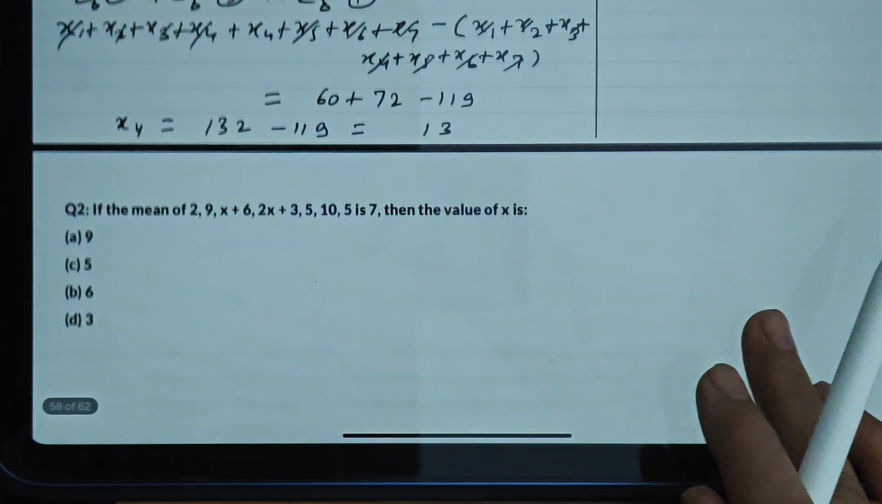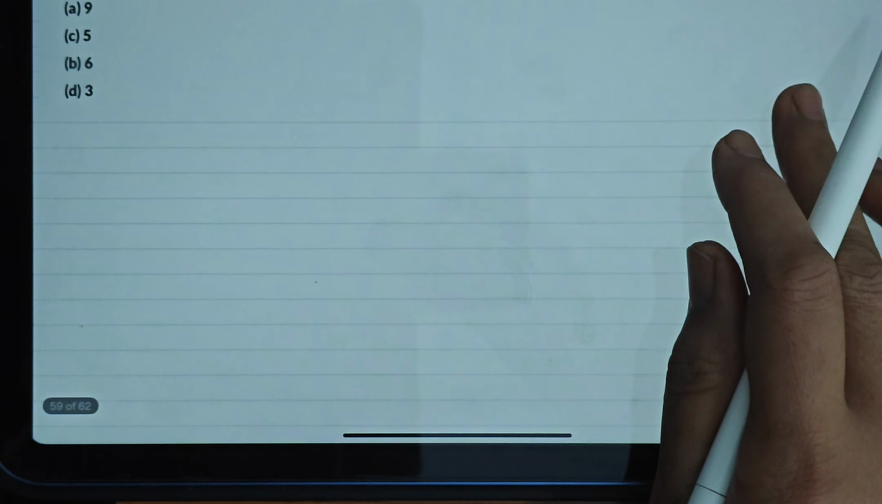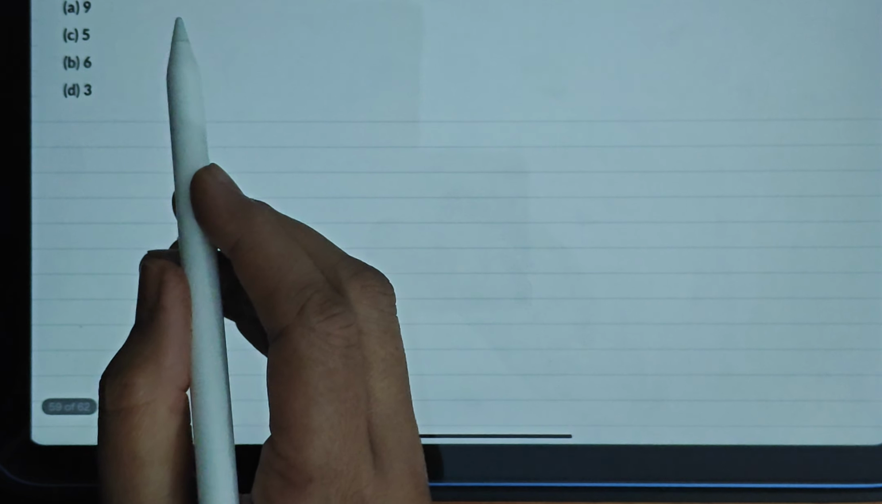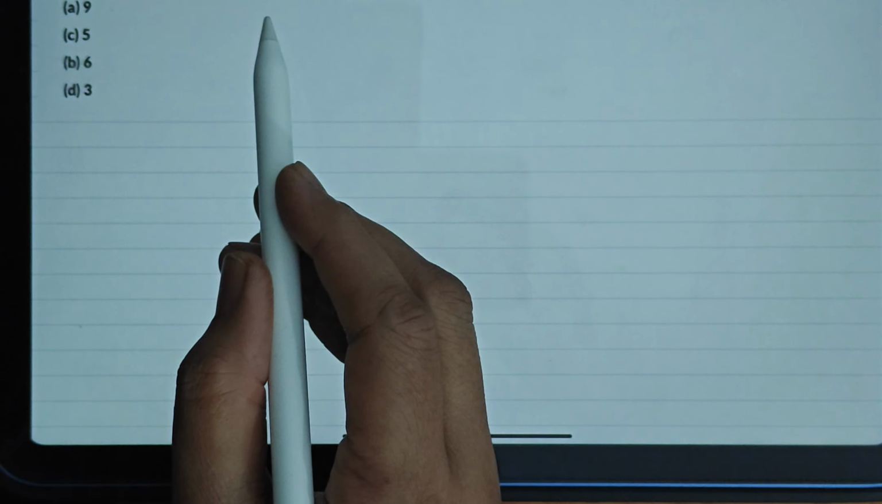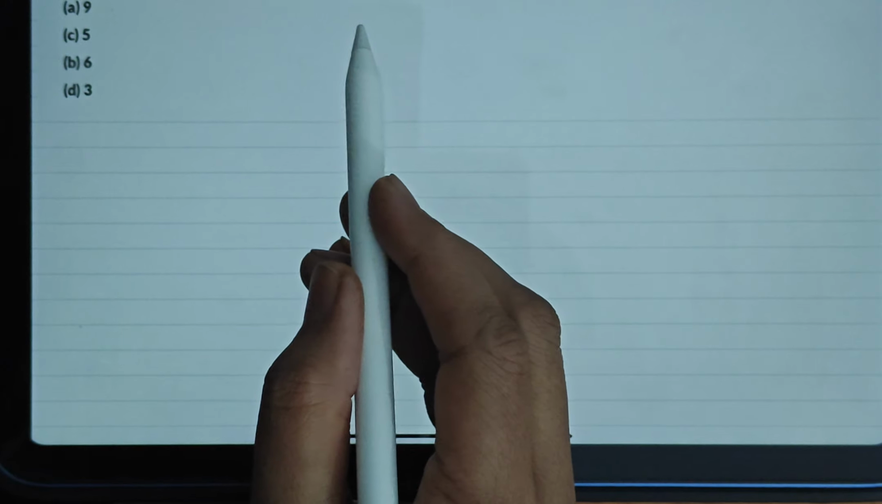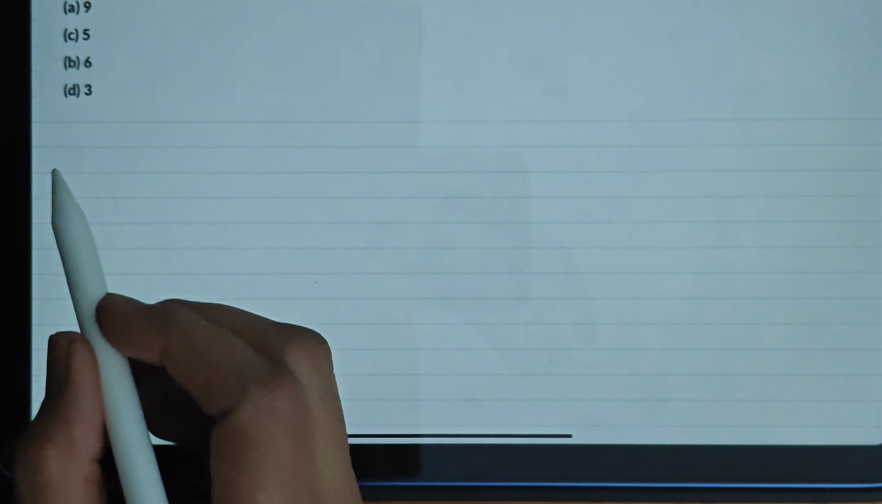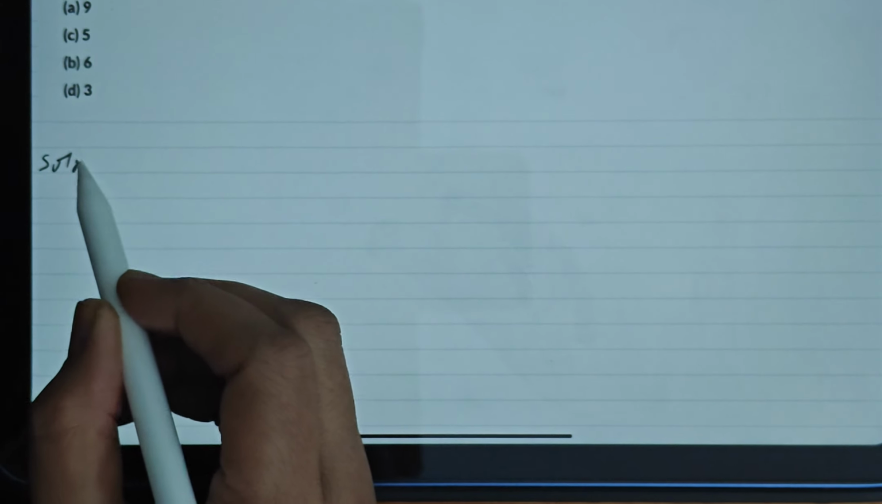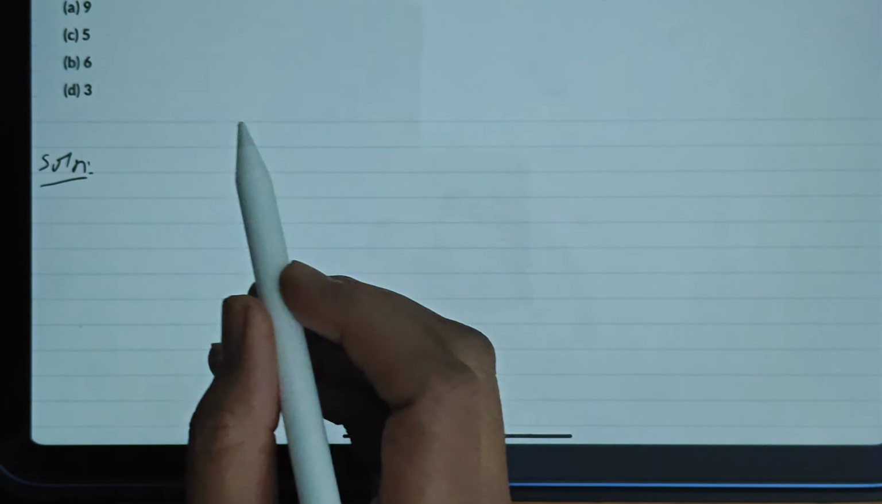Now come to the second question. Very easy question it is. If the mean of 2, 9, x plus 6, 2x plus 3, 5, 10, 5 is 7, then the value of x is. Very simple question it is, maybe a 1 or 2 mark question.